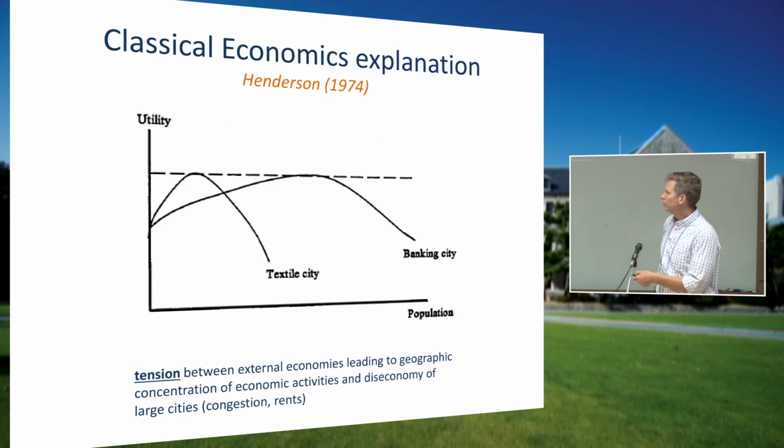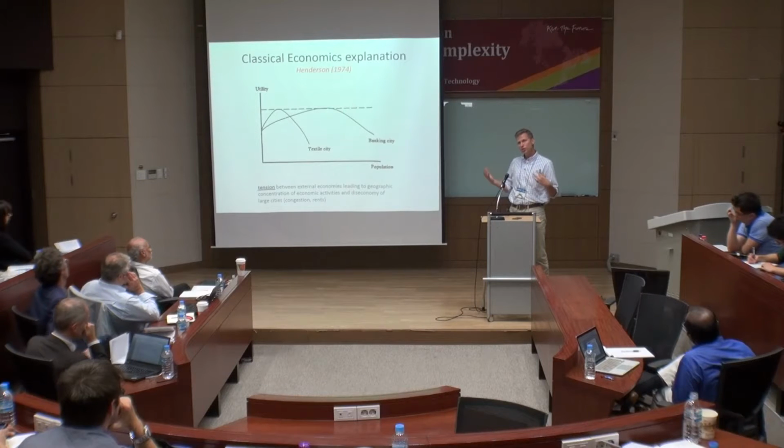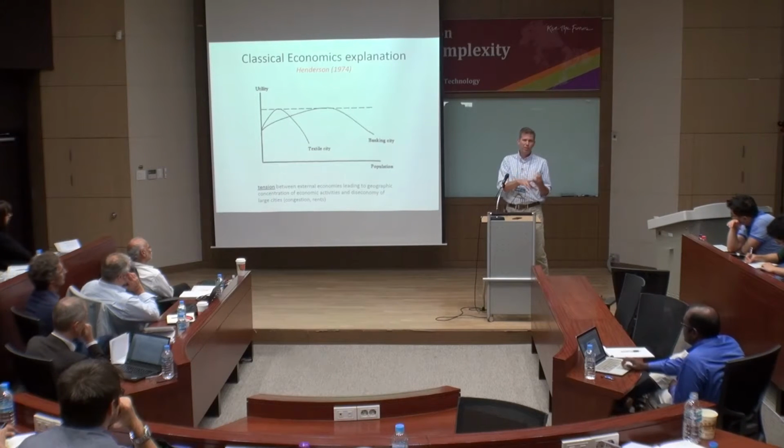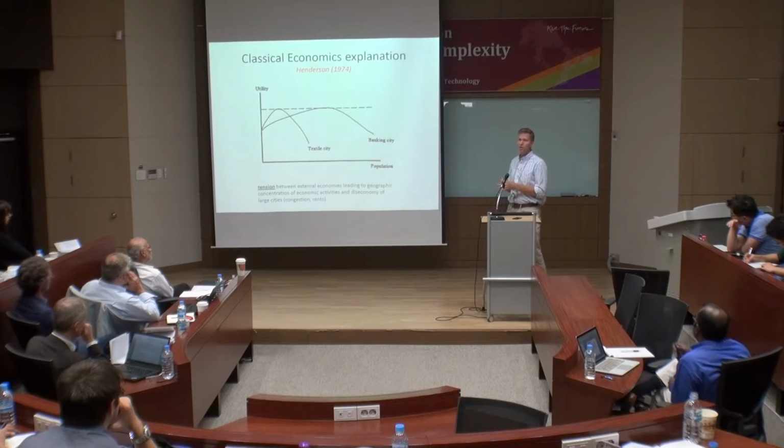And the notion is there are different types of economic activities. For a textile manufacturing location, you maybe only need 15,000 people for that to be functional, but for banking industries, maybe you could support more and more people. And the tension here is between the congestion costs: as the city gets bigger, you pay for traffic congestion and you pay a price for the land rents getting higher.